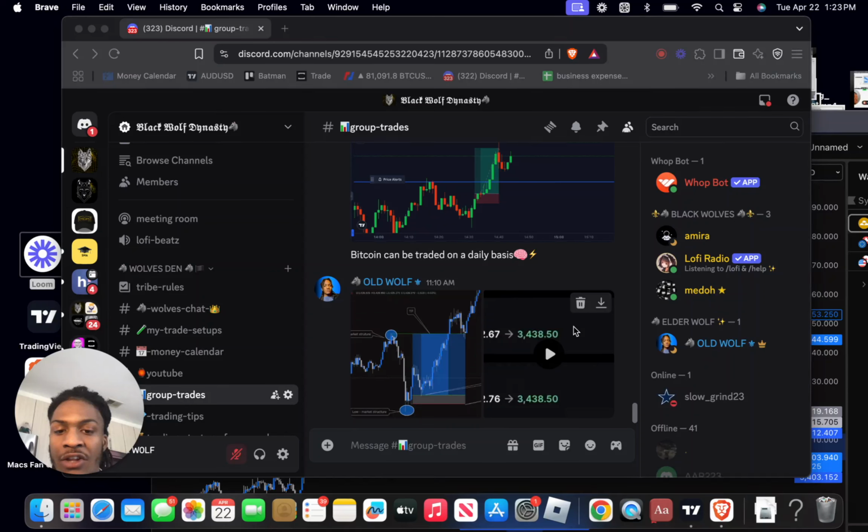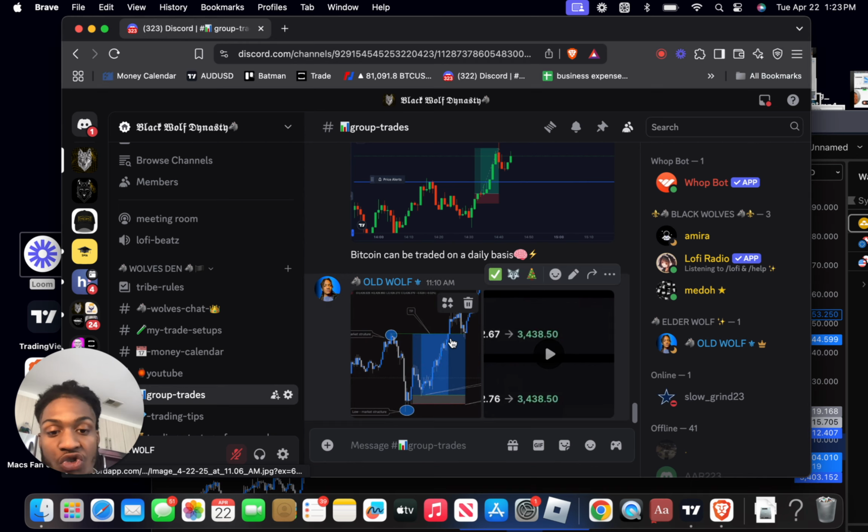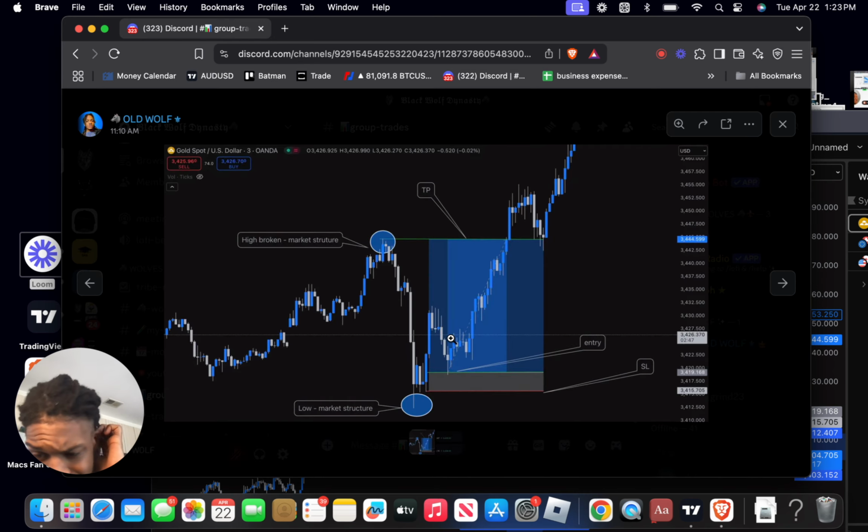Alright guys, in the next few seconds, I'm basically going to show you how I entered this trade here on gold. You can look at it as supply and demand. This was a demand trade, and this was a fair value gap that I had, a fair value gap setup.